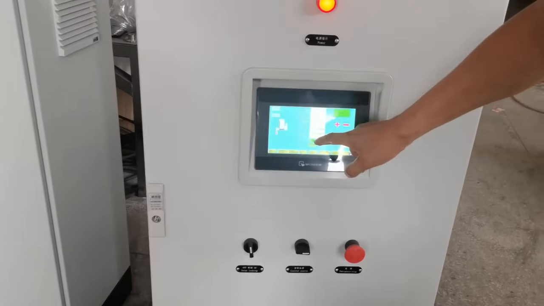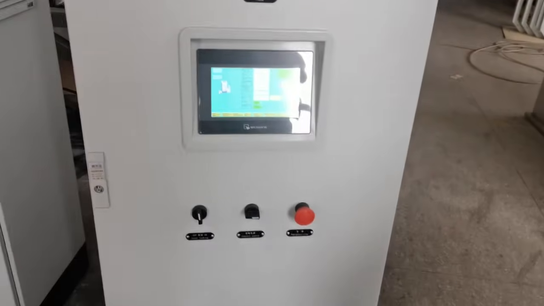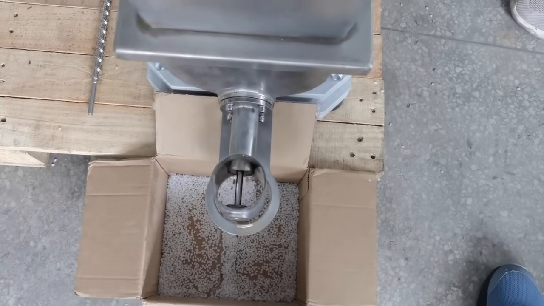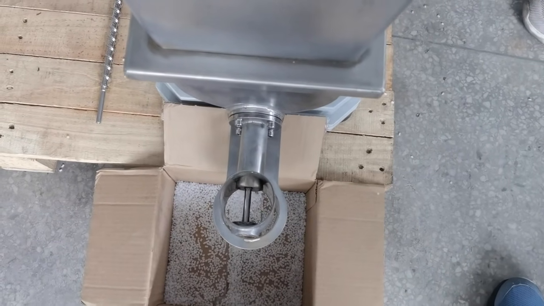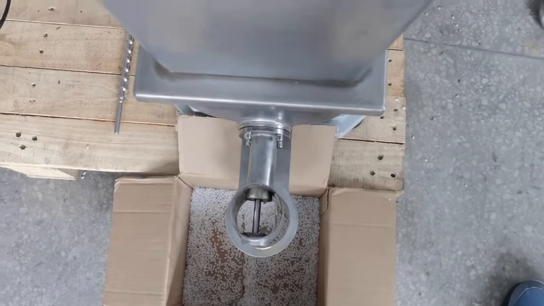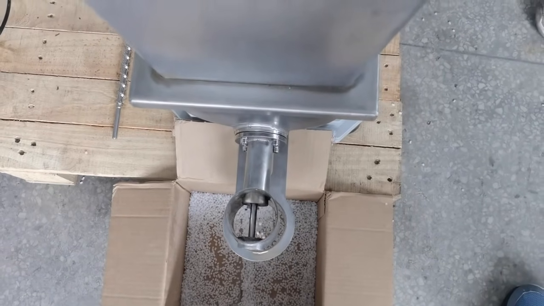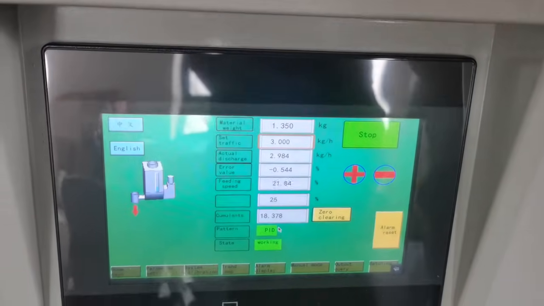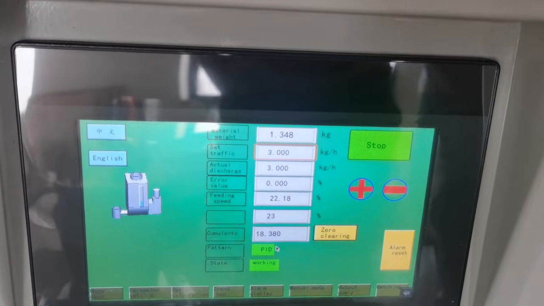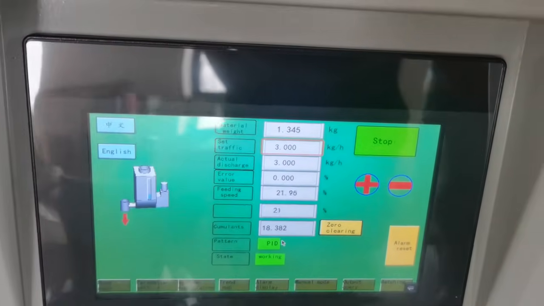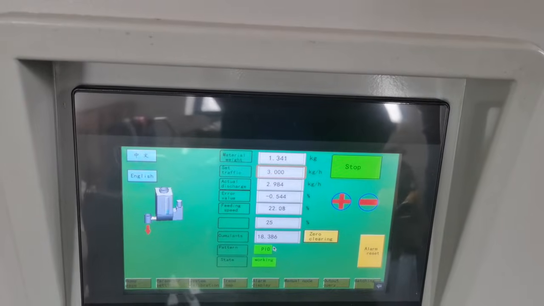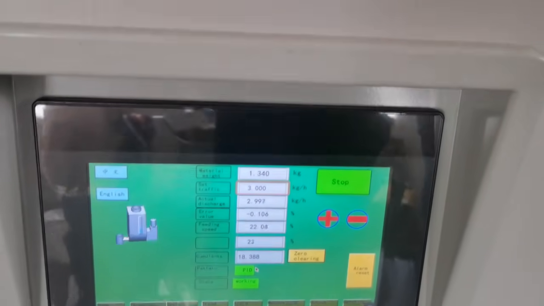Okay. Now we change another flow rate. Will be quicker. The flow rate we changed is to 3. Last time is 0.6, now is 3. Also runs well.